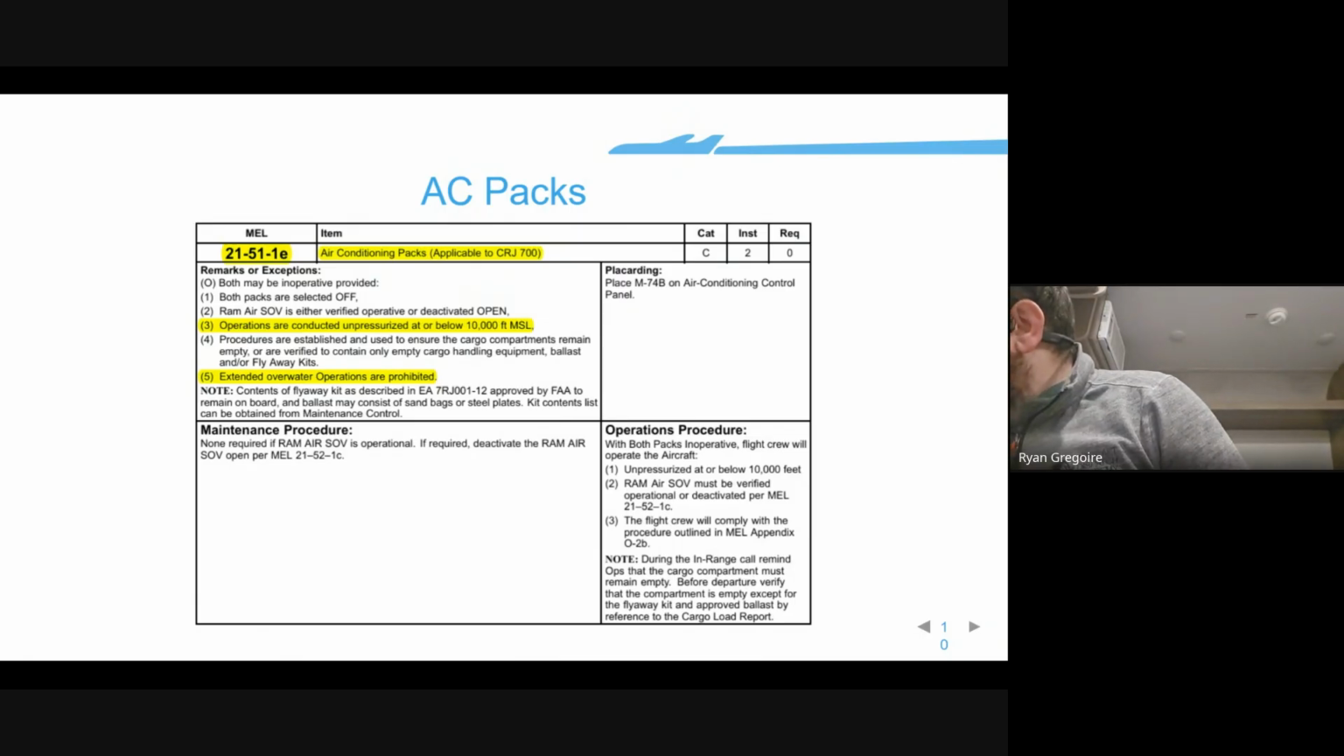Procedures are established and used to ensure the cargo compartments remain empty or are verified to contain only empty cargo handling equipment, ballast, and or flyaway kits. So again, could not put any cargo on this airplane, so no passenger bags, nothing like that. The only thing that you can have in there would be cargo handling equipment, so that'd be things like cargo nets, and then ballast, which you would use for weight and balance. If you needed to add ballast to either the forward or aft cargo bin, ballast is just sandbags.